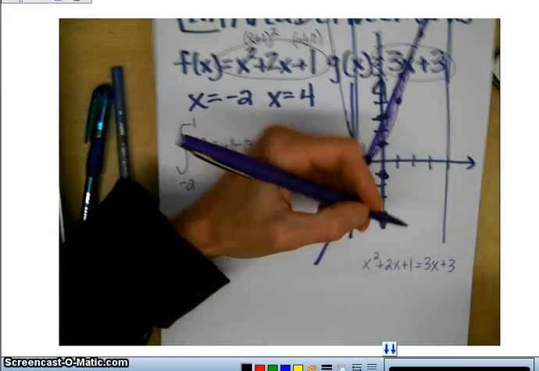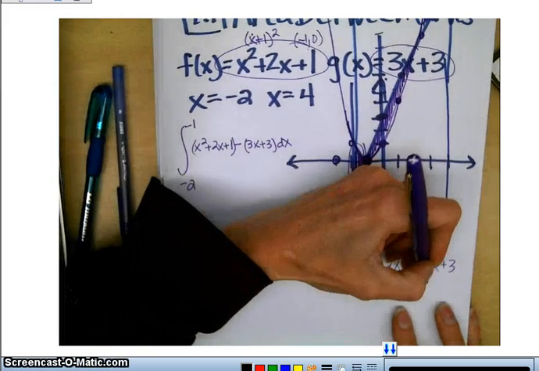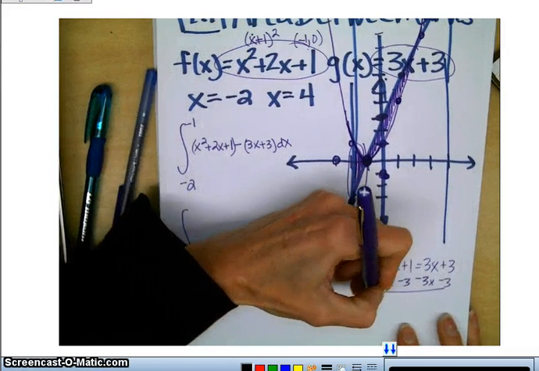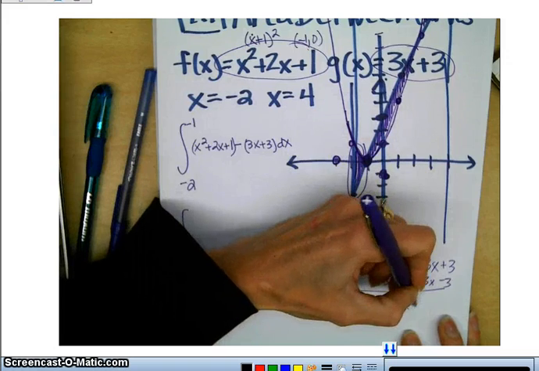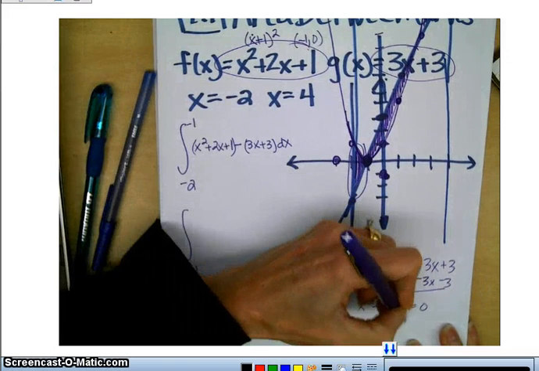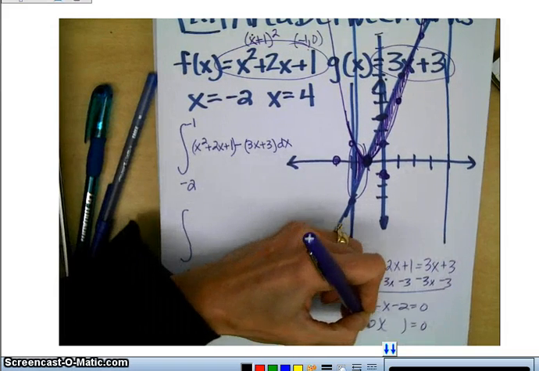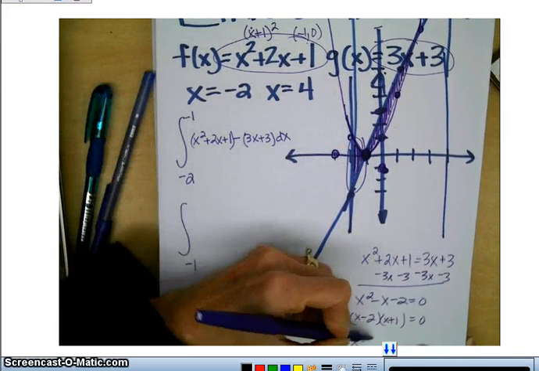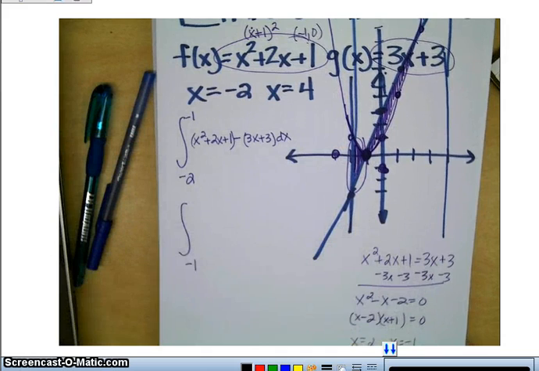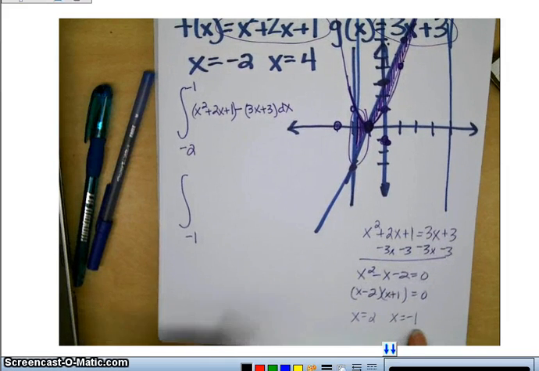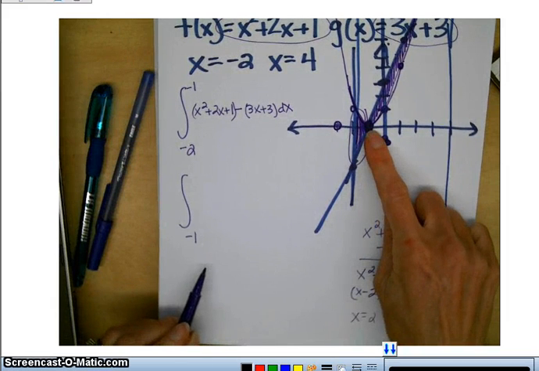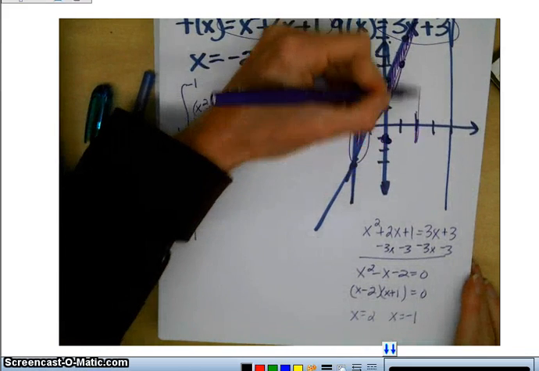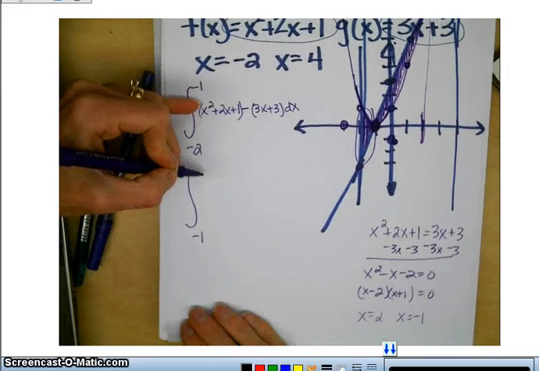But anyways, okay, so get this equal to 0. I'm going to subtract 3x and subtract 3. So x squared minus x minus 2 equals 0. I can factor that. So these two functions meet when x is 2 and when x is -1. Okay? We already knew that they met at -1, right? Okay, but we want to know, they meet at 2 then, right? So the upper limit here would be 2.